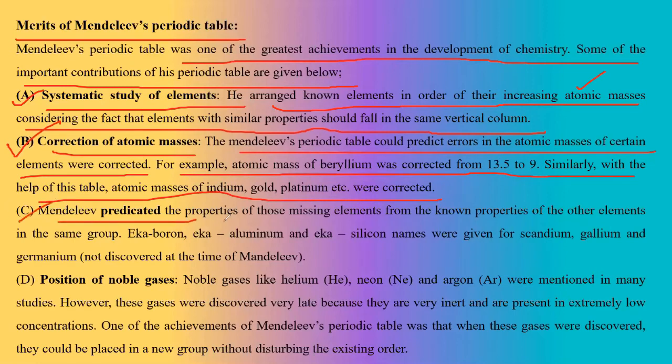Again, Mendeleev predicted the properties of missing elements, which would fall in the same group as other elements. Eka-boron, eka-aluminum, eka-silicon, meaning the same type of element.